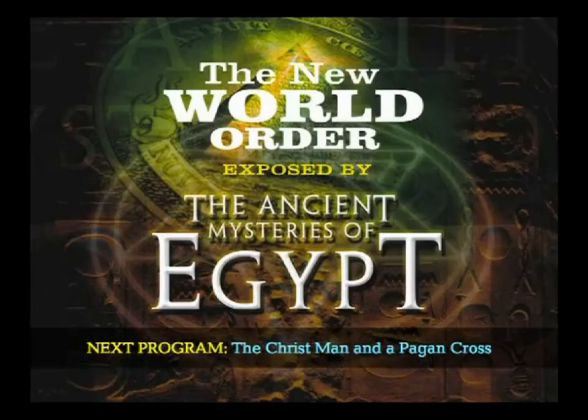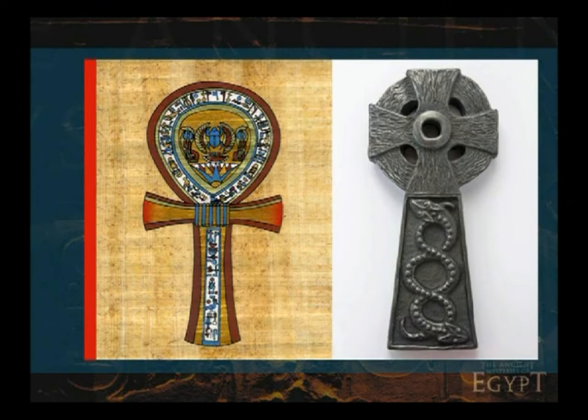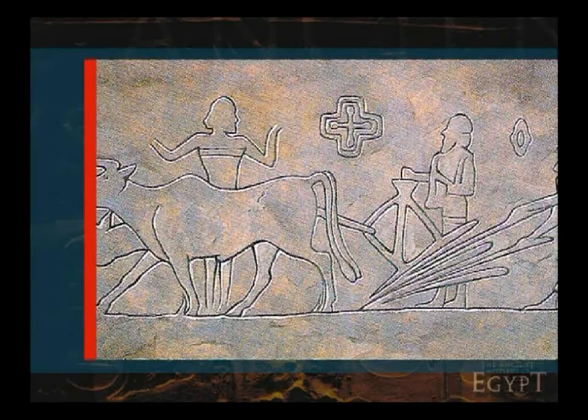Our subject is the Christ man and the pagan cross. Anybody notice the similarities between those two crosses right there? We're going to look into the history, the variations of the cross, where it originated from, what it means, why it became a Christian symbol. We're going to look at some of the most ancient artwork in the world. We're going to look at the concept of human sacrifices, where they originated, how they took place, who was involved in them. One of the things in particular that we're going to look at is ancient Rome.